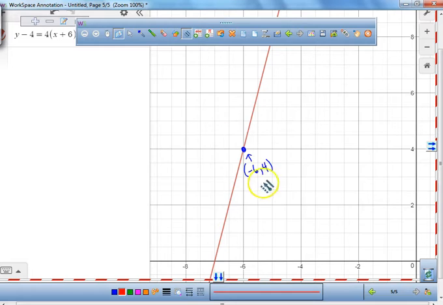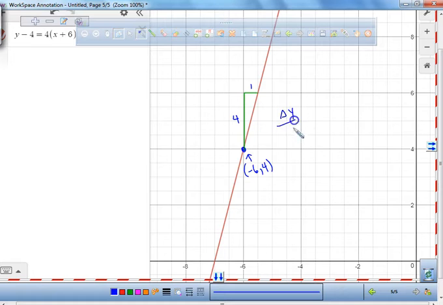And you can also see the slope. Look at the slope. How much does it go up and over? How many units does it go up? 4. It goes up 4 units, and it goes over 1. Up 4 and over 1. So what's my change in y over my change in x? It's 4 over 1. Okay?